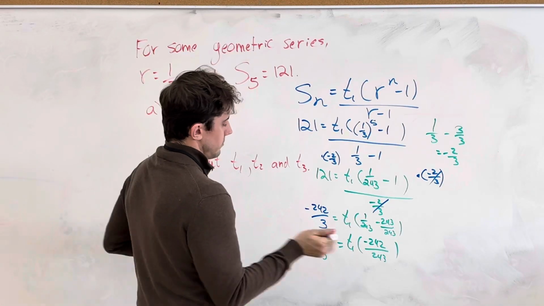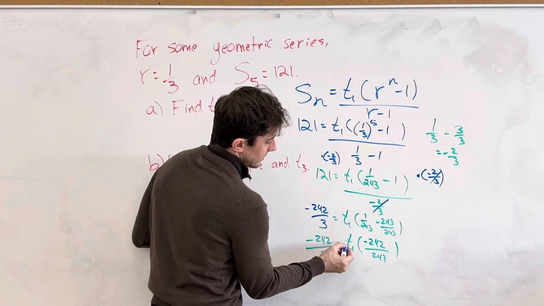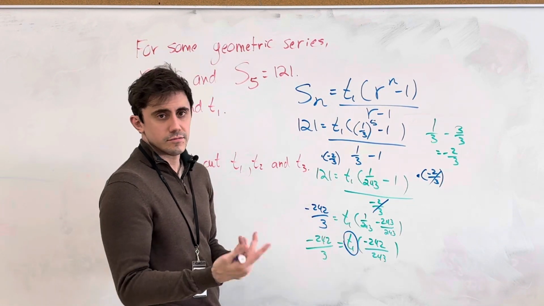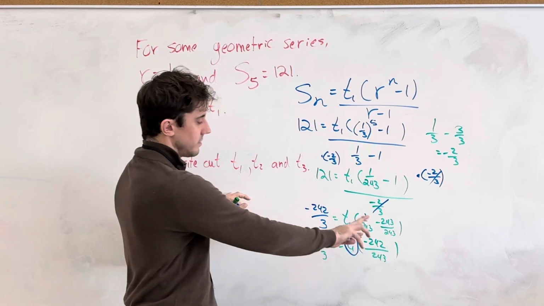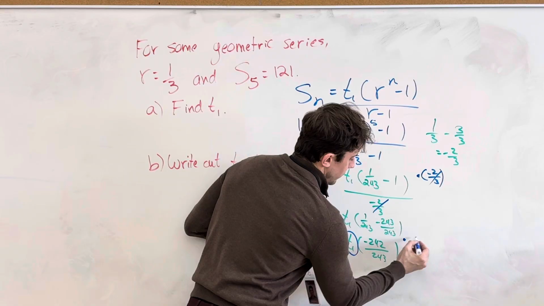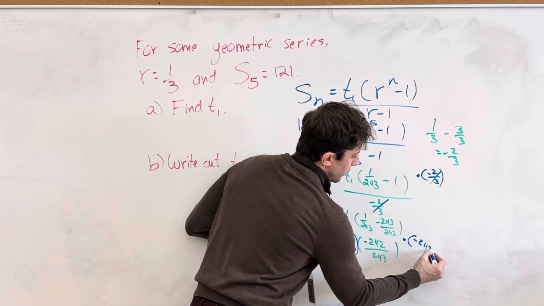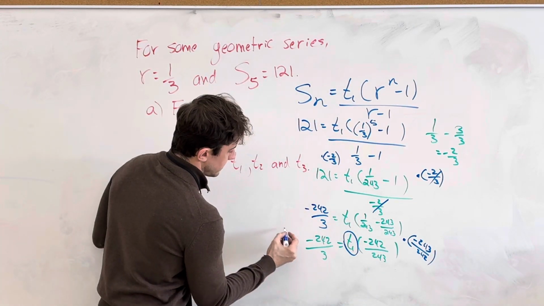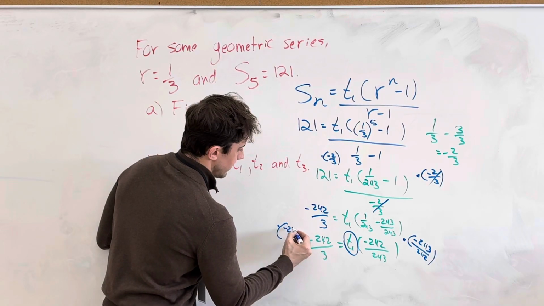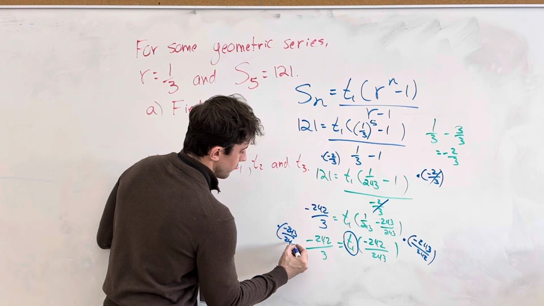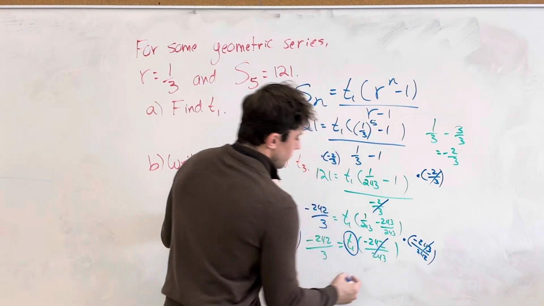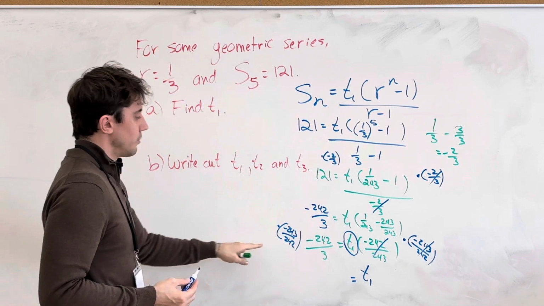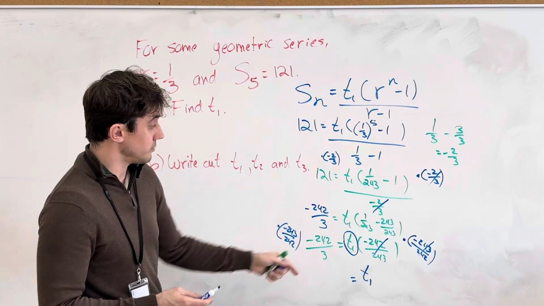Now we want to solve for T1, meaning we want to get T1 all by itself. T1 is currently being multiplied by this fraction. To get rid of it, let's multiply both sides by its reciprocal. So let's multiply both sides by negative 243 over 242, and the same thing on the other side. These will completely cancel out, and so T1 will be all on its own. Over here, we have negative 243 over 242 times negative 242 over 3.